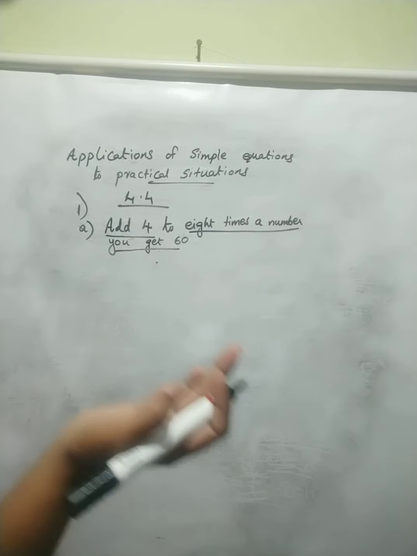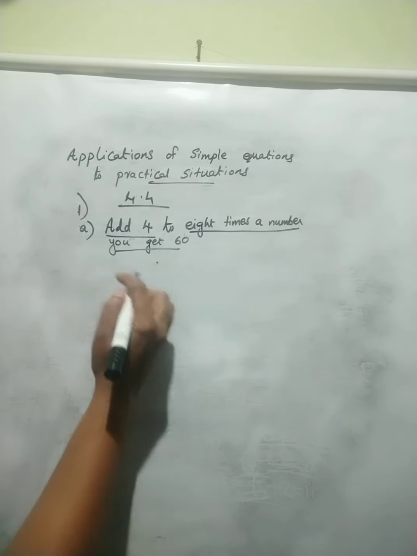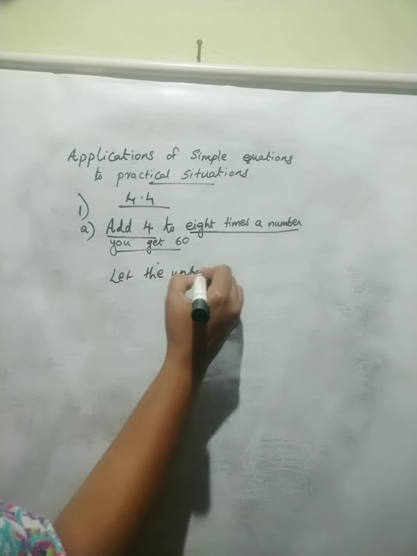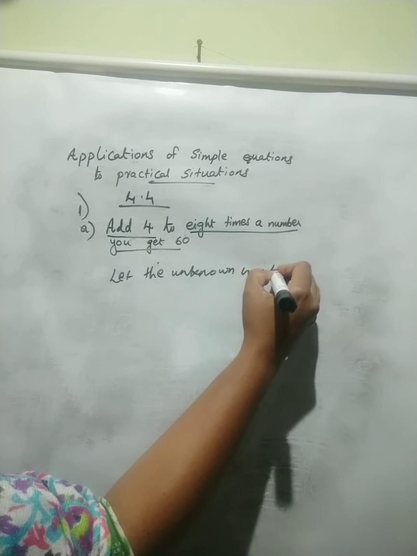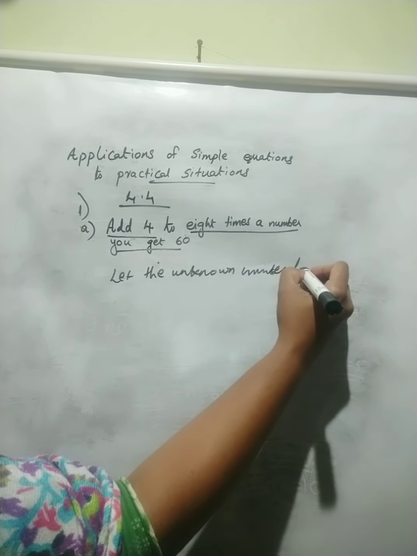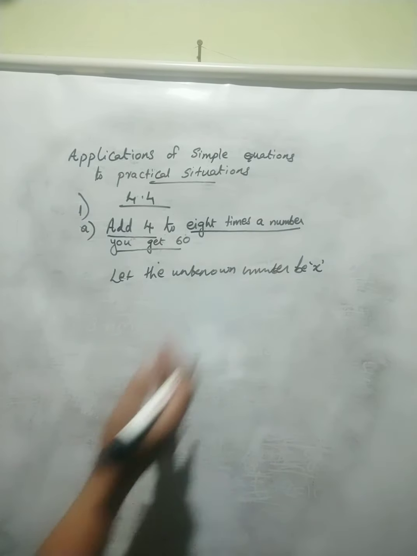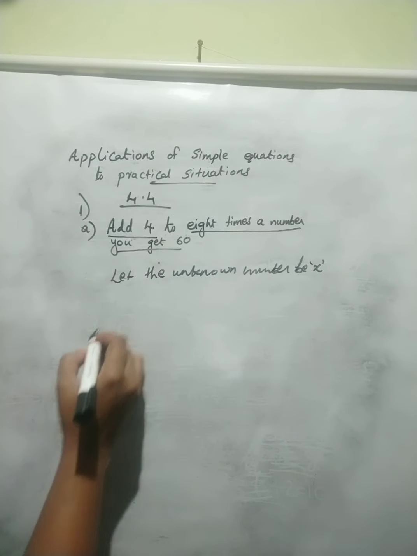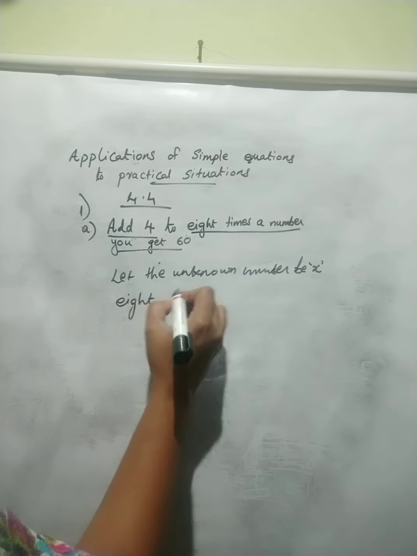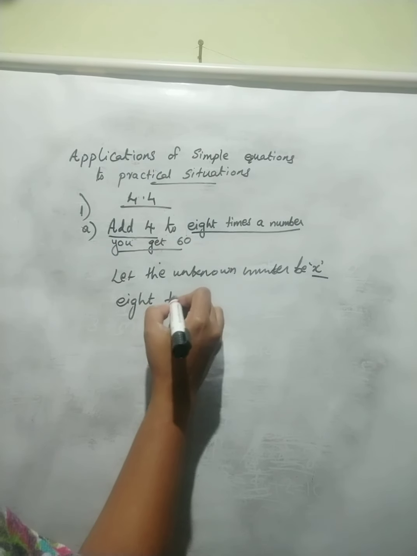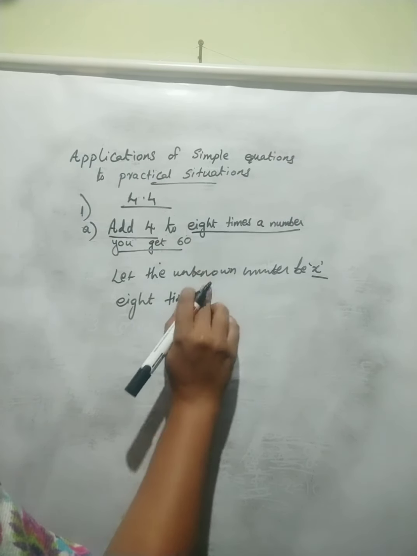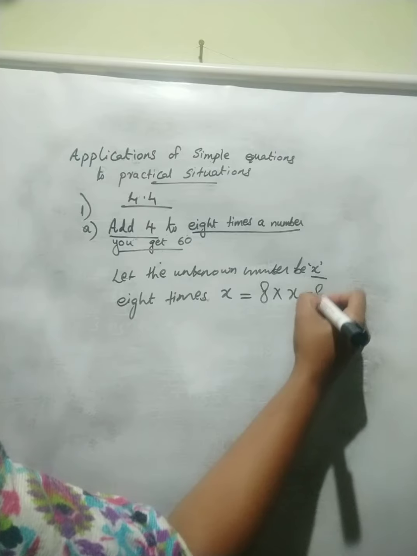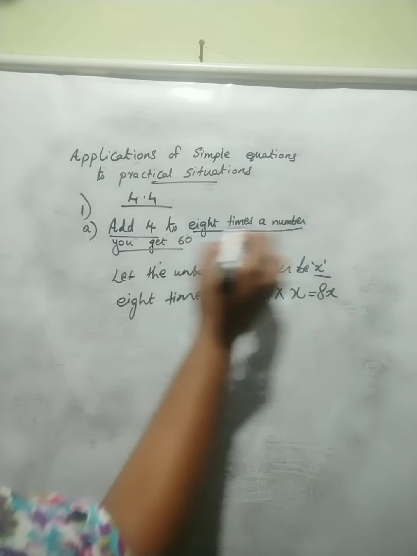Here, add 4 to 8 times a number, you get 60. That means 8 times a number. We don't know the number, so let the unknown number be x. Any variable you can use, but I am using, as usual, x itself. 8 times a number, so 8 times the unknown number. What is the unknown number? x. 8 times x is equal to 8x.